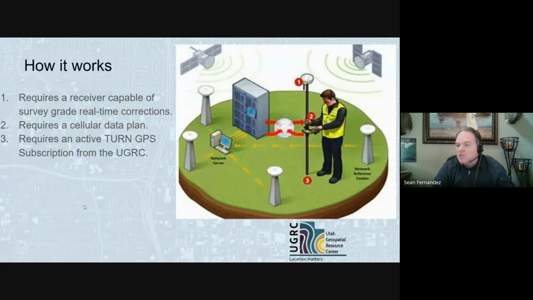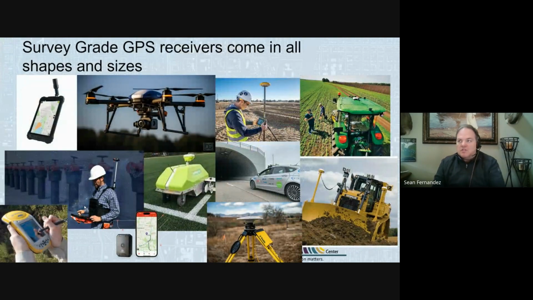ducks in a row. And the requirements of that are you need a receiver capable of receiving survey grade real-time corrections. You need a cellular data plan, and you need a subscription from the UGRC. Once you have all those requirements in place, somebody in the field that has that kind of receiver can actually connect to the system, and we will start streaming real-time corrections to you, which will allow you to receive centimeter precision.